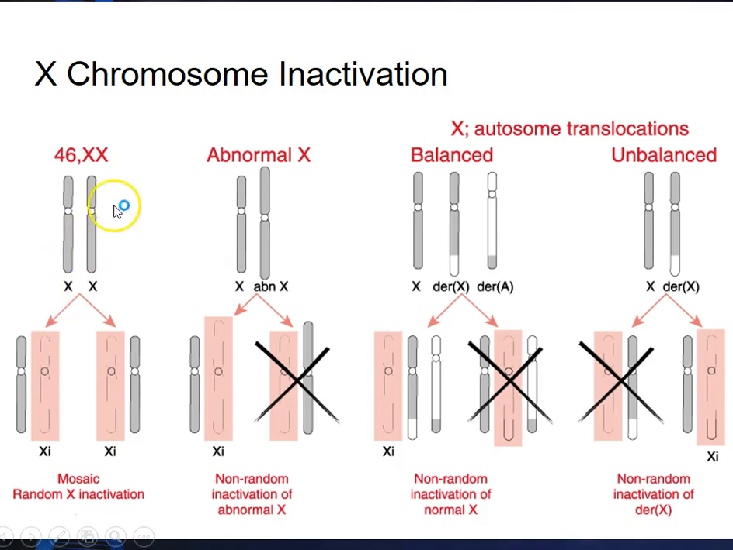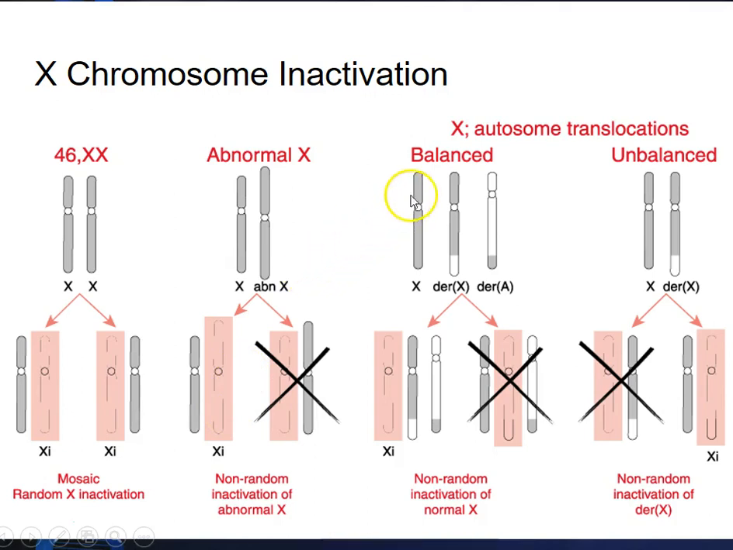Here, when we have two normal X's, they're randomly inactivated. When one of the X's is abnormal, either has a duplication of X material or maybe a translocation from another chromosome, this chromosome is actually non-randomly inactivated. So instead of the random X inactivation, which is the rule, when there is an abnormal X, nature tries to compensate by inactivating it. So instead of there being a random X inactivation, the abnormal X is preferentially inactivated.